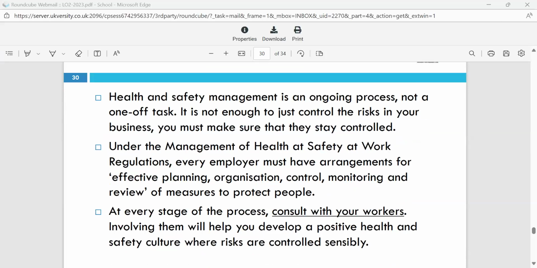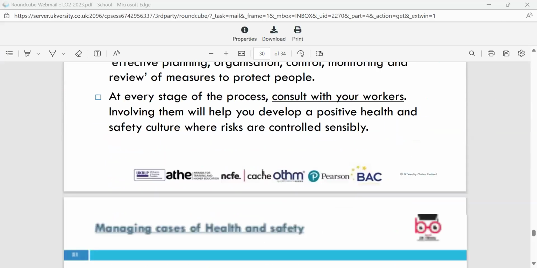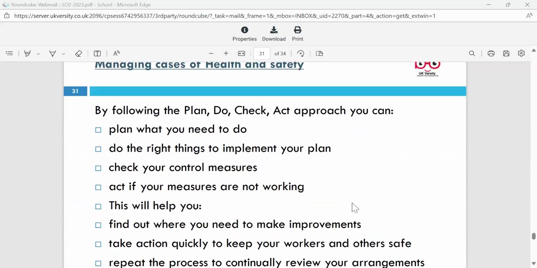They should identify any sort of hazards, assess any sort of risks, and record everything. It's really important they do this at every stage. They should consult their employees by following the plan, do, check, act approach.